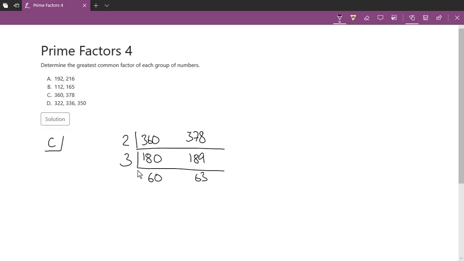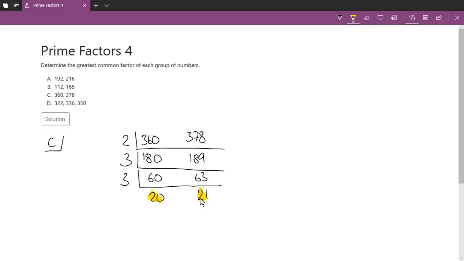We can divide this by 3 again, which leaves us with 20 and 21. And we're done. Now, if we take a look at the numbers at the bottom here, are we able to factor out another prime factor from 20? Well, yes, we can. We could factor out a 2. We could factor out a 5 as well. Could we factor out another prime factor from 21? Yeah, we can factor out a 3 or a 7. Both are prime factors. But we cannot factor out the same prime factor from both those numbers, which means that we're done.